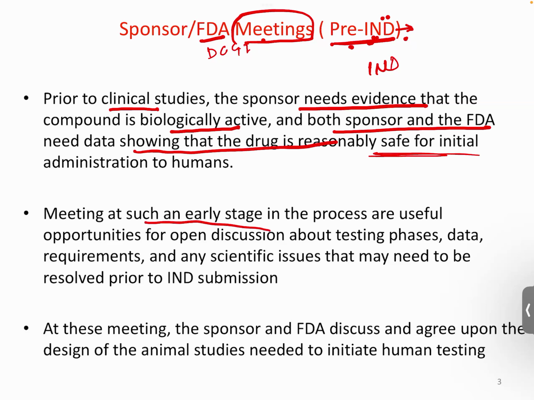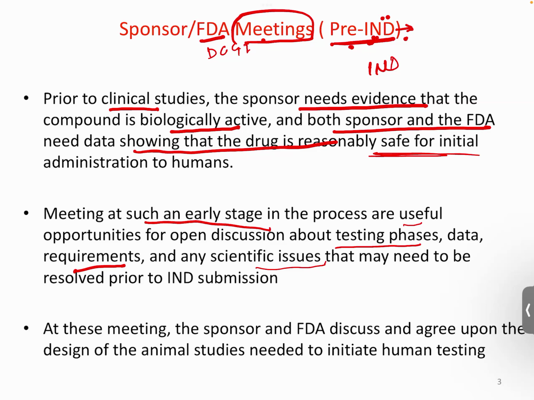A meeting at such an early stage of the process is useful to discuss the phases of testing, data requirements, and scientific issues that may need to be resolved. Like there was another IND meeting where we thought of doing a trial on infants, but they said it's too early to expose infants. Why don't you try a small study on toddlers? So they changed the age group, and our study also changed.